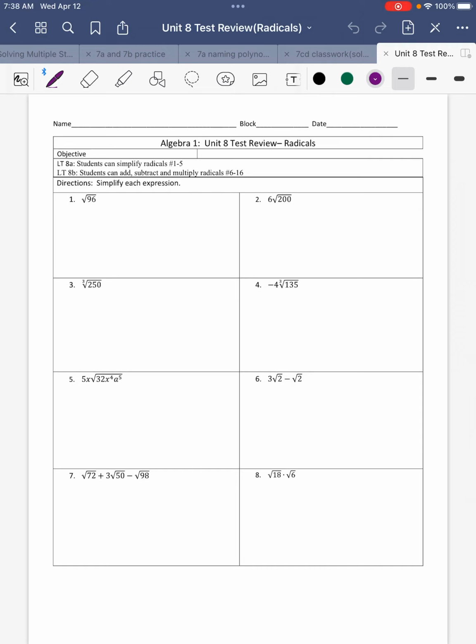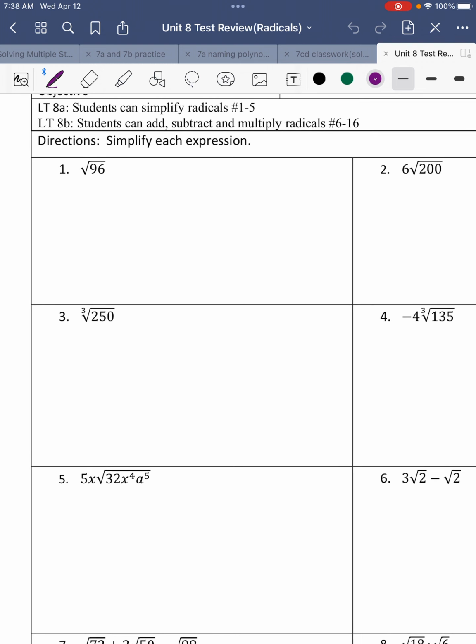Welcome to the Radicals test review. For this review, I'm going to pick and choose some problems. I will write the answers for the other ones, but for the purposes of this review, I would like you not to just write the answer, but to actually work through the problem and to check your work.